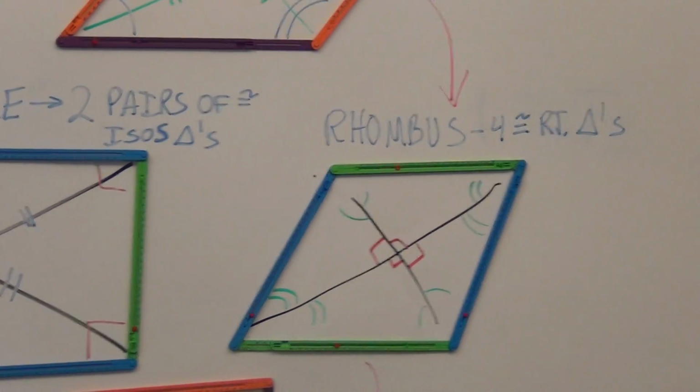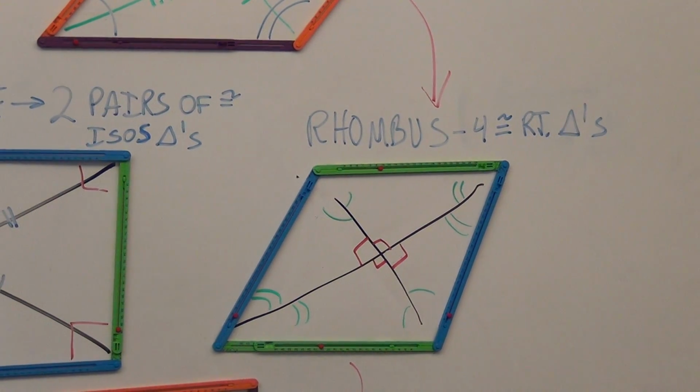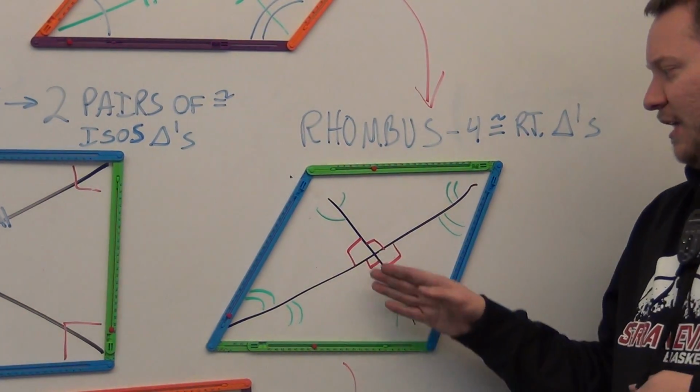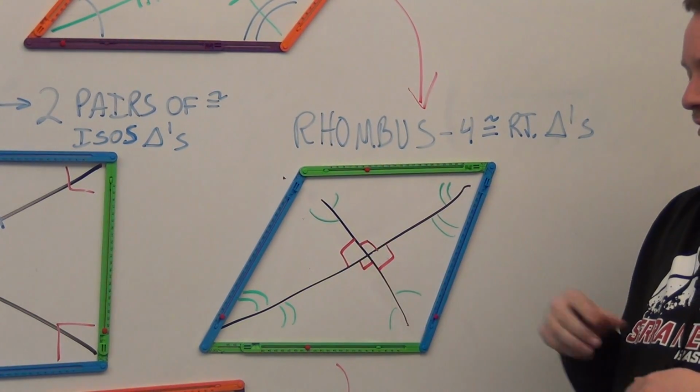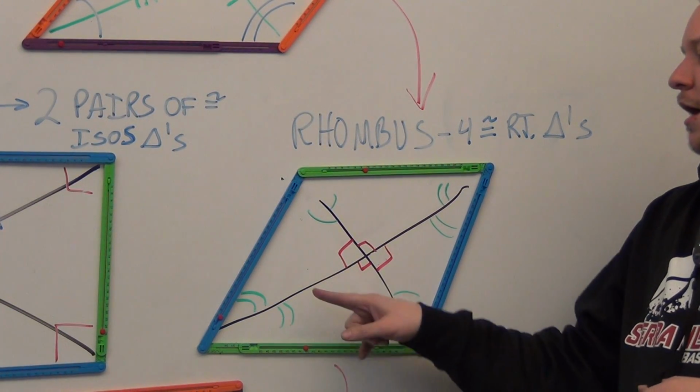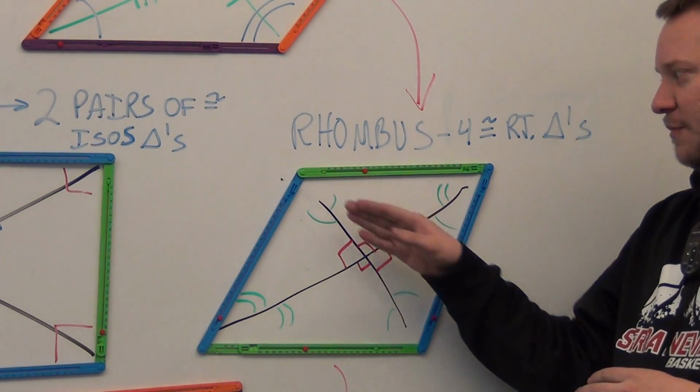When we look at a rhombus, we'll see that we have diagonals that are perpendicular to each other, and the diagonals bisect the angles.